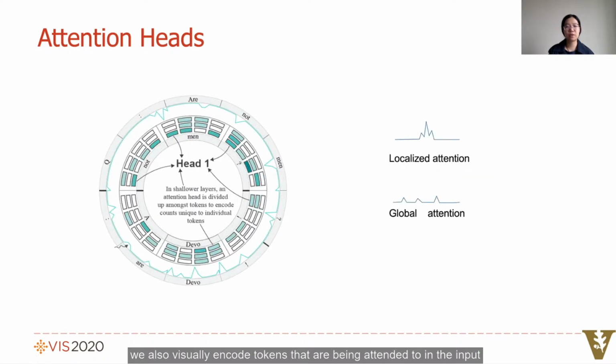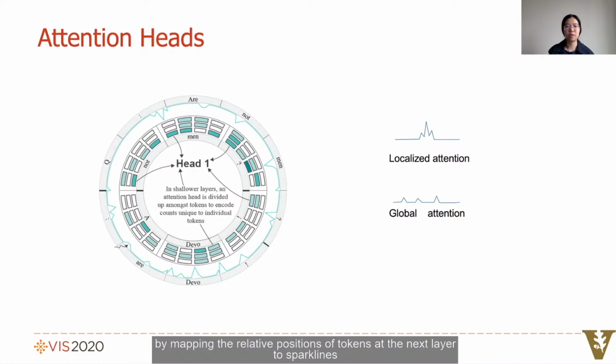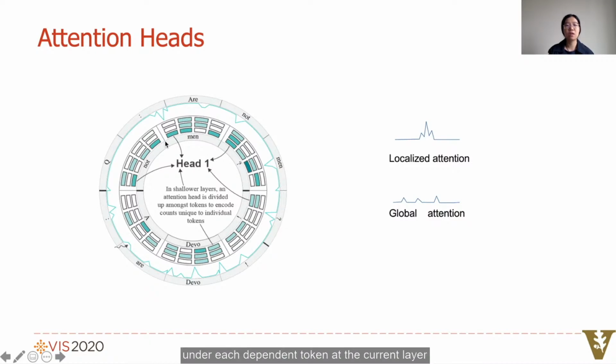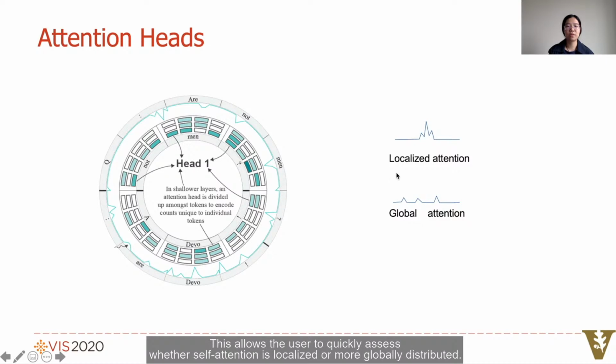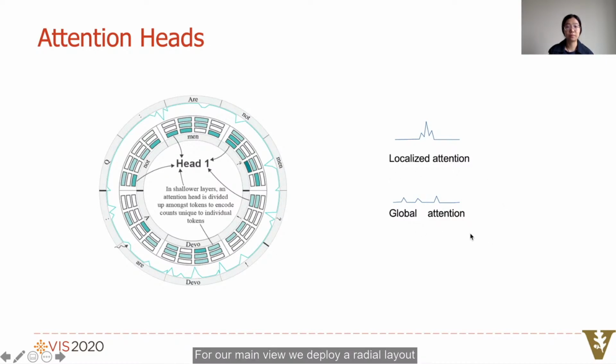We also visually encode tokens that are being attended to in the input by mapping the relative positions of tokens at the next layer to spark lines under each dependent token at the current layer. The height of the peak encodes the number of attentive heads involved in the dependencies. This allows the user to quickly assess whether self-attention is localized or more globally distributed.